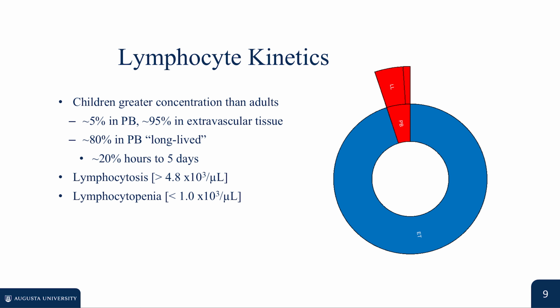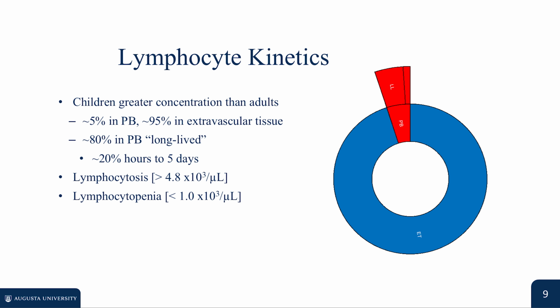short-lived effector cells that persist for only a few hours, up to 5 days. This kinetic balance ensures immediate effector readiness alongside durable immunological memory. In terms of absolute quantitative thresholds, lymphocytosis in adults is defined as an absolute lymphocyte count exceeding 4.8 times 10 to the third per microliter.